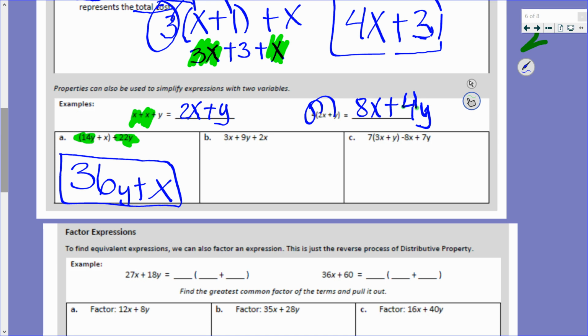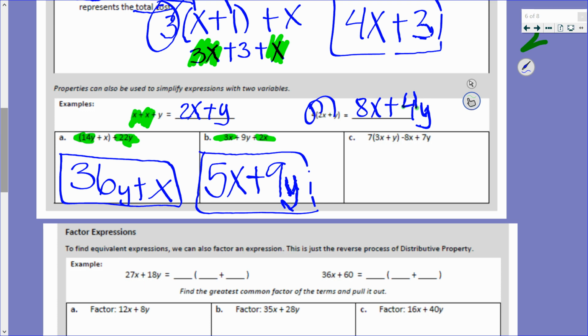Okay, now we have 3x plus 9y plus 2x. 3x and 2x together give me how many x's? 5x plus 9y. So we've done pretty good so far. The next problem is a little bit challenging because it's the first time we're seeing a subtraction sign inside of our expression. So just be patient with the process. It'll make sense though, okay?